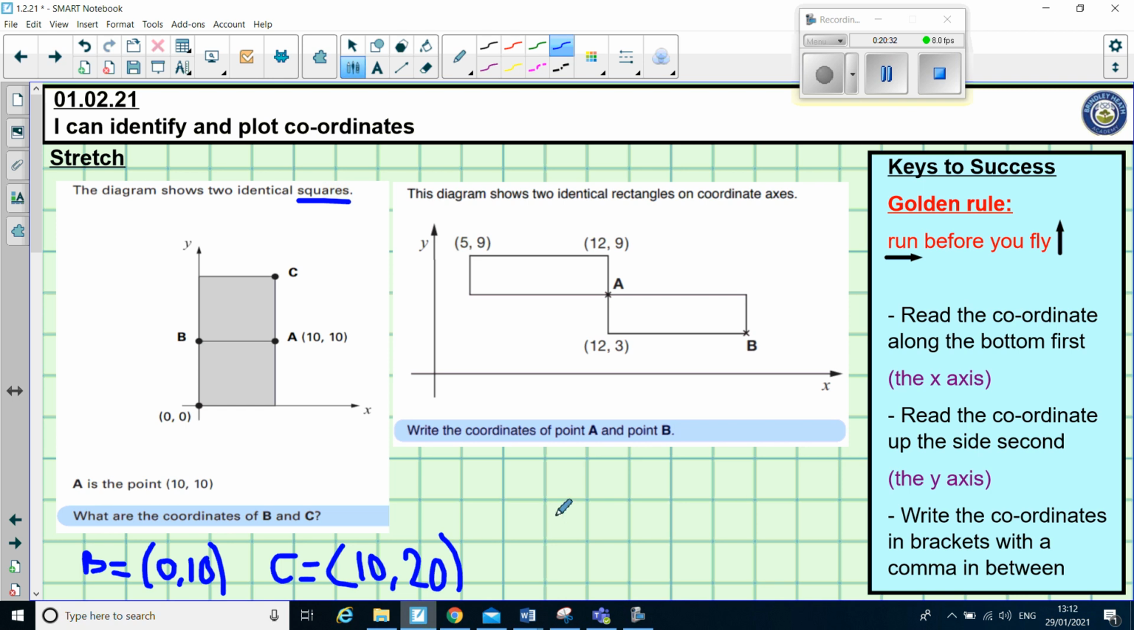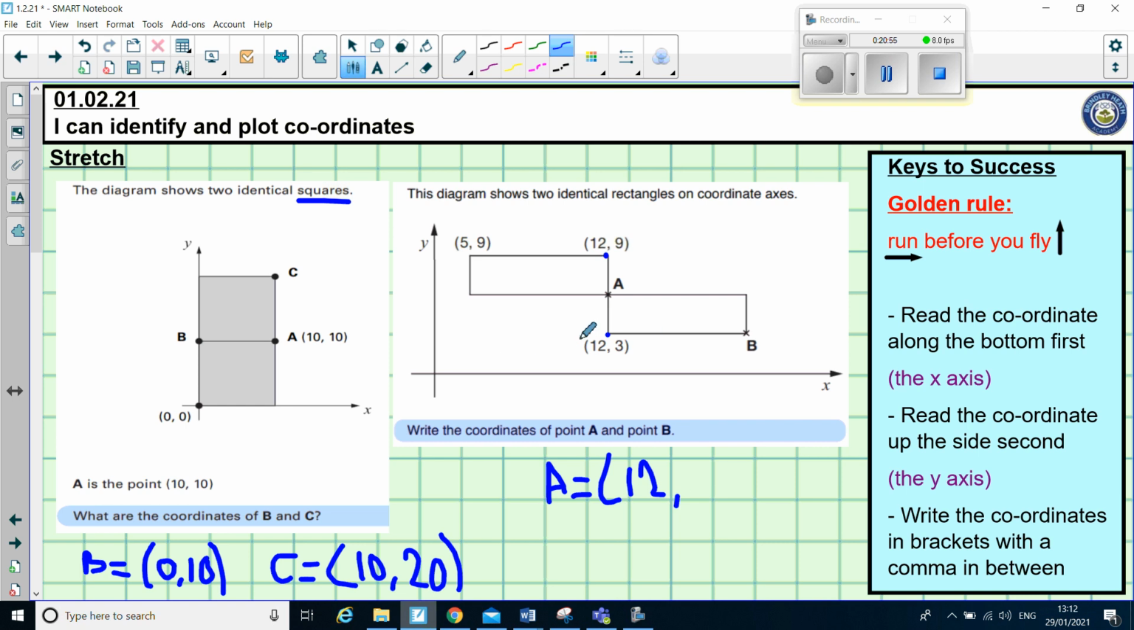Okay, hopefully you've had a chance to have a think about that then. We'll start with thinking about point A, and we'll start with thinking about the x-axis. So how far along is point A along this x-axis? Well, this point here was 12 along the x-axis, and this point here was 12 along the x-axis. So A is exactly in line with them, so that must be 12 as well.